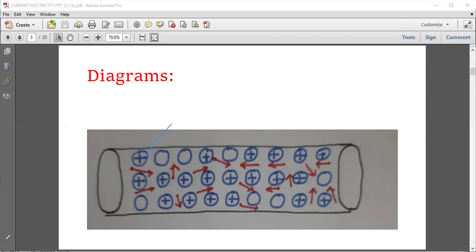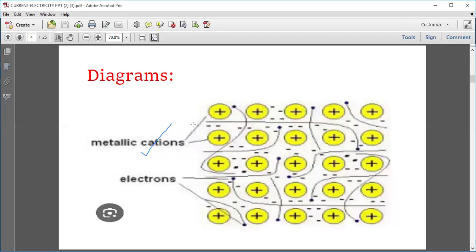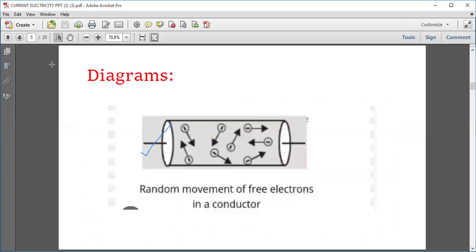कोई भी net current क्या होगी? नहीं होगी. It's clear. Here, the next slide you can see. Here also you can see that electrons are moving randomly. It's clear. One electron starts from here, then moves through the vacant space and goes in this direction. Other goes in this way. Third goes in this way. Means they are moving randomly and there will be no net current in the conductor.